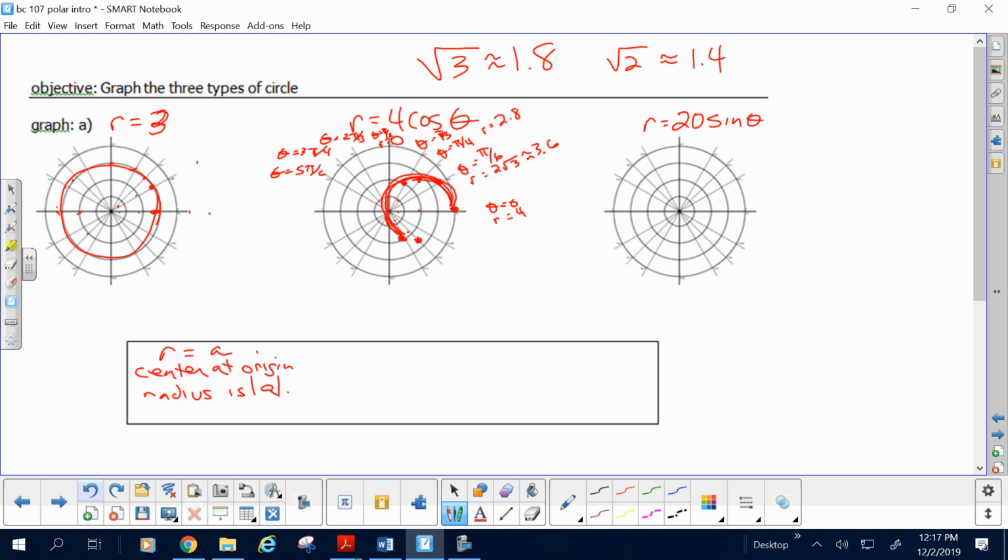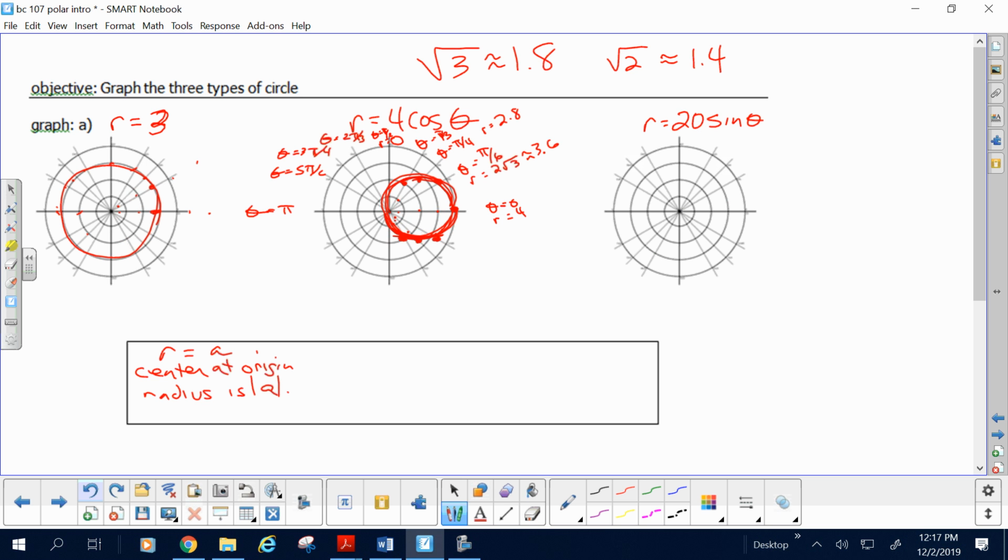Cosine is negative root 3 over 2 times 4, which is negative 2 root 3. If root 3 is 1.8, then 2 root 3 is negative 3.6. So back up 1, 2, 3.6. And then what about at pi? Negative 4, so I'll go back to my original point, yeah?